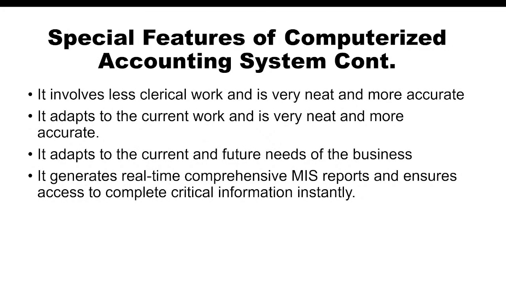Another one is it involves less clerical work and is very neat and more accurate. As well, it adapts to the current work. Then it adapts to the current and future needs of the business. Finally, it generates real-time comprehensive MIS reports and ensures access to complete critical information instantly. So those are the special features of a computerized accounting system.